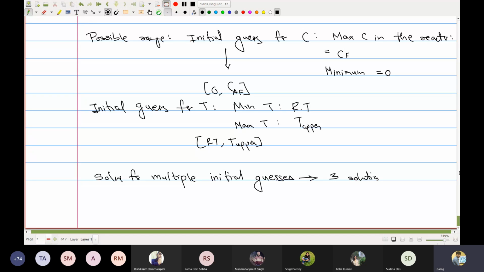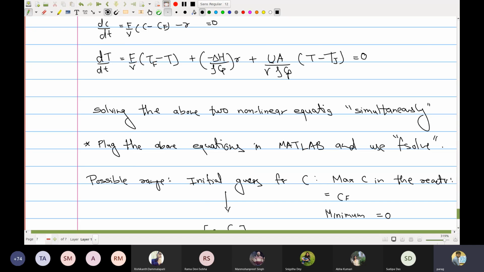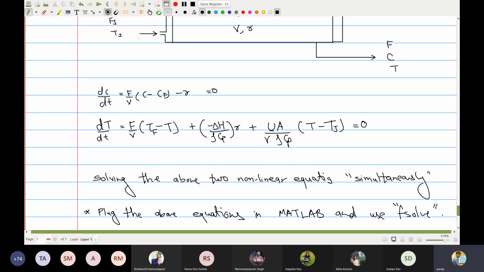Okay, there are not 1, there are not 2, but there are 3 solutions to the system, right? Now let's try to understand why you get these 3 solutions. So what happens at steady state? Let me copy paste. These are very large equations.